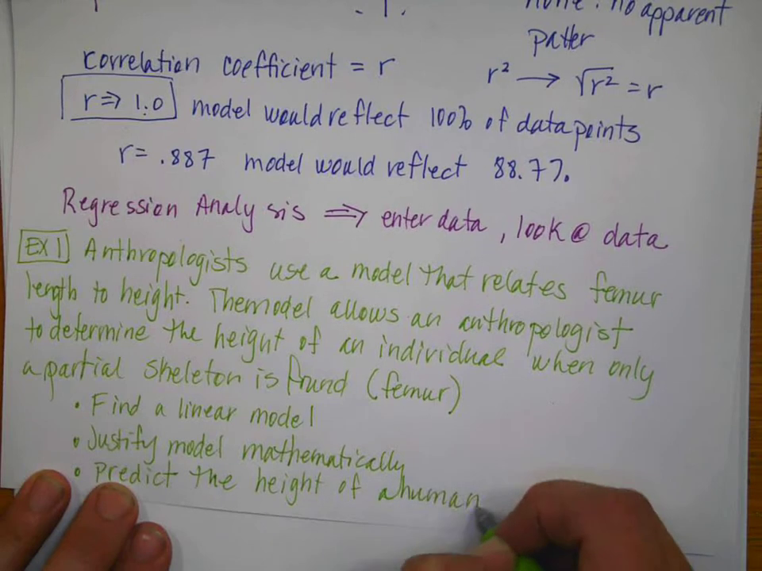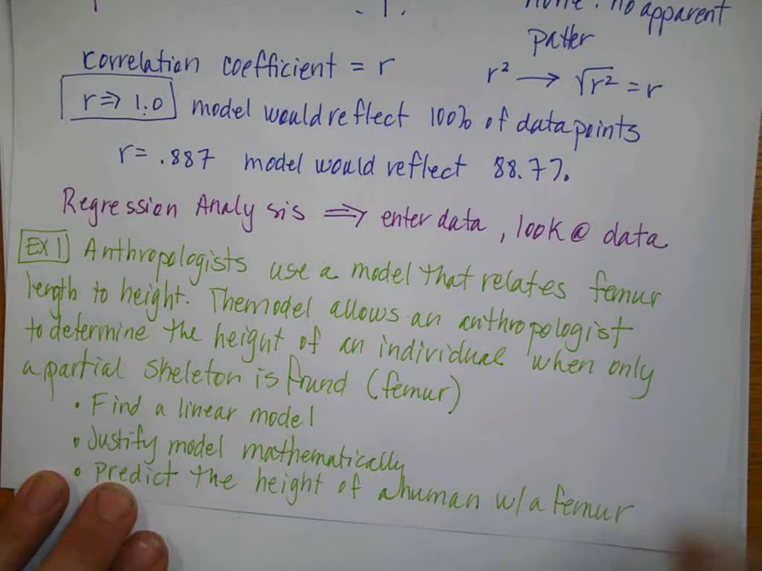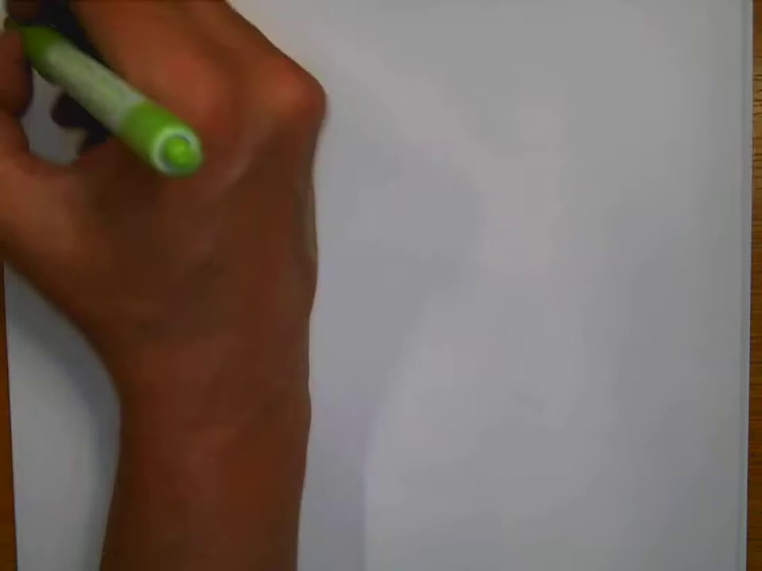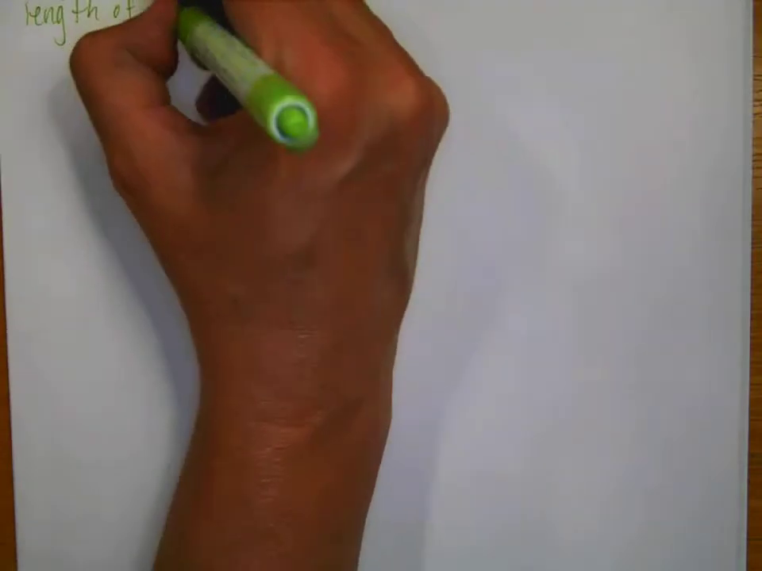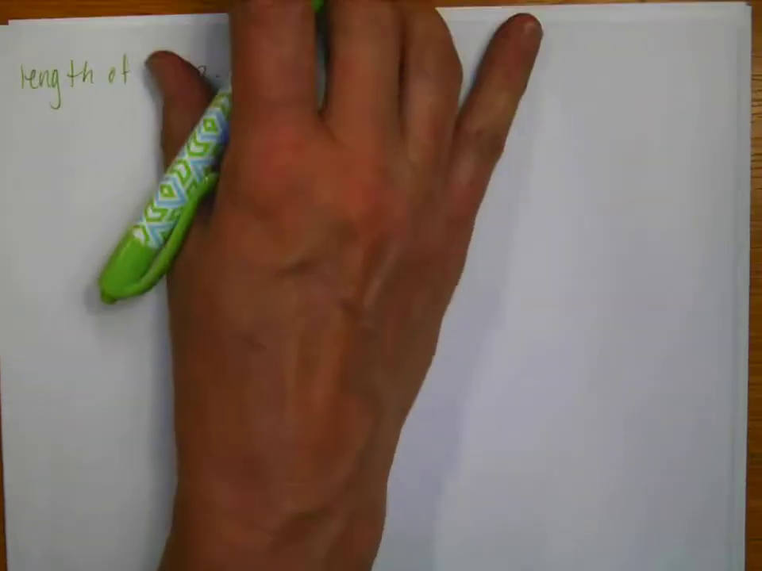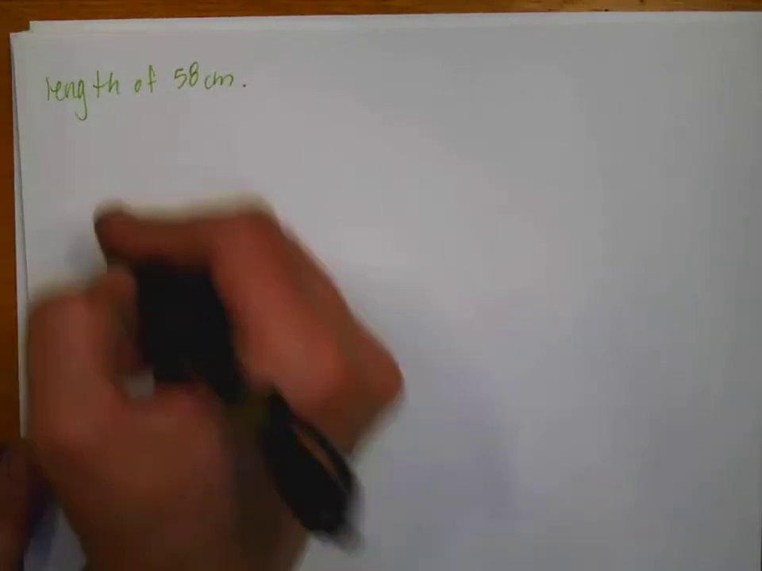And then our last task is we are going to predict the height of a human with a femur length of 58 centimeters, okay? All right, so now I'm going to give you a set of data, and then we're going to start the process of regression.